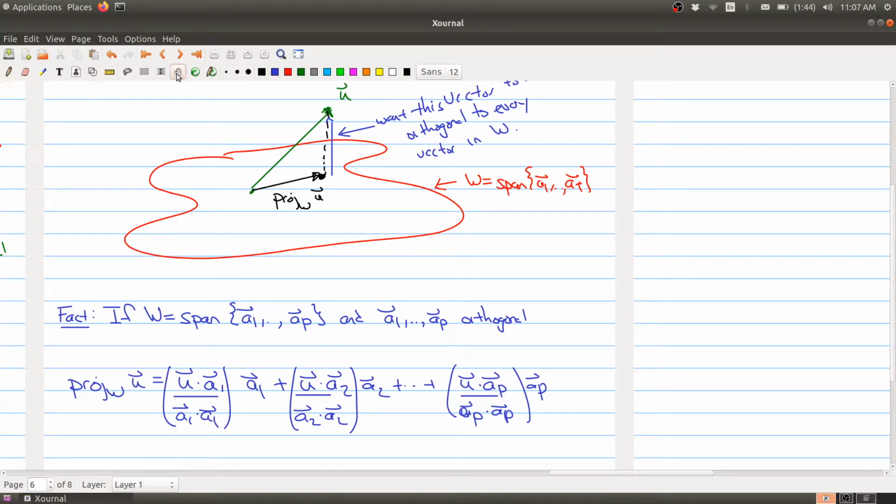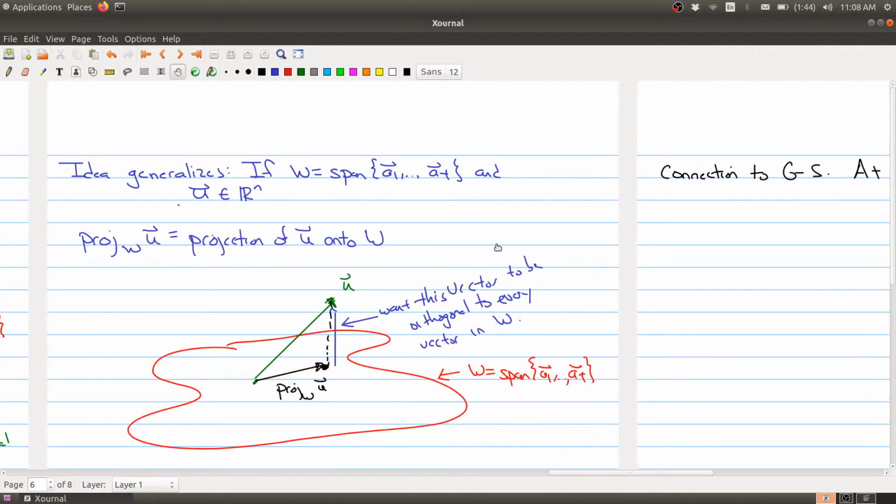Now this formula is starting to look like something we would have seen in the Gram-Schmidt process. Let me tie things together here. We're not going to prove it, but it can be proved that given any vector U, you can project it down. And you could prove that this is the closest point inside of W to the vector U. Not only that, the vector you get by taking U and subtracting this projection is orthogonal to every vector in W.